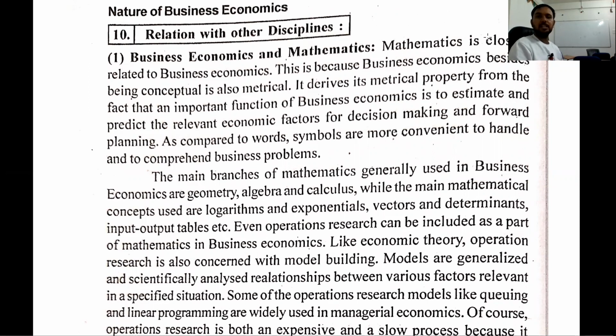Business economics has certain assumptions, certain calculations that can be done only with the help of mathematics. We have written here the main mathematical concepts used: logarithms, exponentials, vectors, determinants, input and output tables. All these things are considered in mathematics. Without the help of this kind of concepts of mathematics, we cannot get a clear idea, we cannot get clear calculations of some assumptions to take decisions in a business with the help of economics.